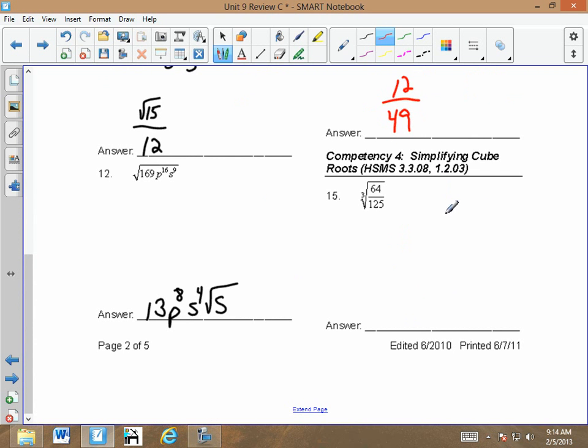Now we're doing cubed roots. Look at the 3 here. These are no longer square roots, they're cubed roots. So I need the cubed root of 64. That is a perfect cube, that's 4. So 4 is on top of my fraction. And then I need the cubed root of 125. That is also a perfect cube. That's 5, because 5 times 5 times 5 is 125. So my answer is 4 over 5.